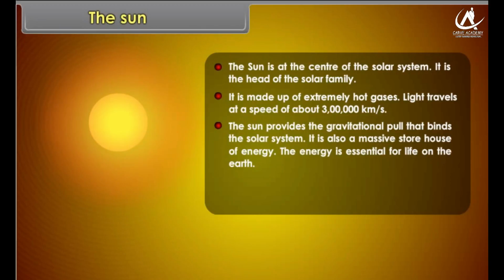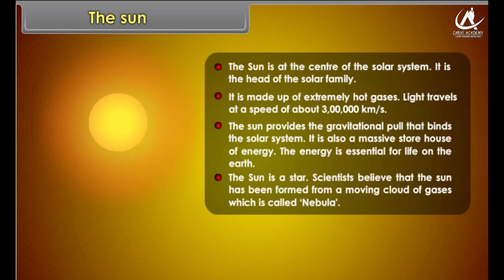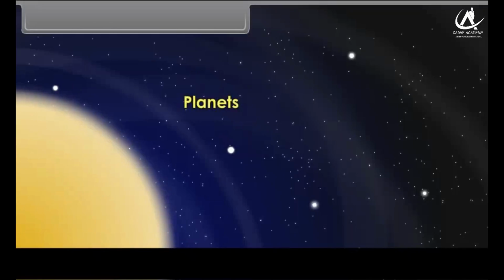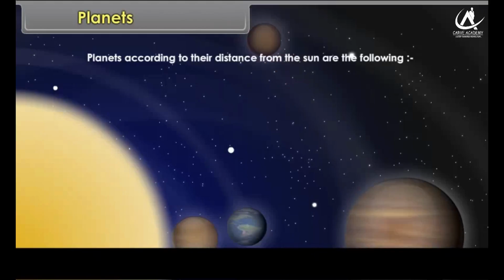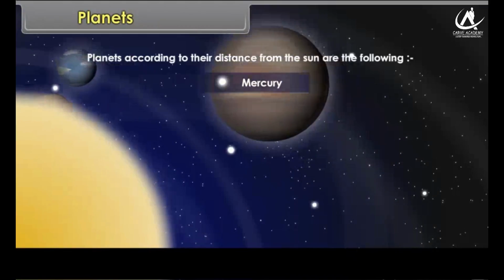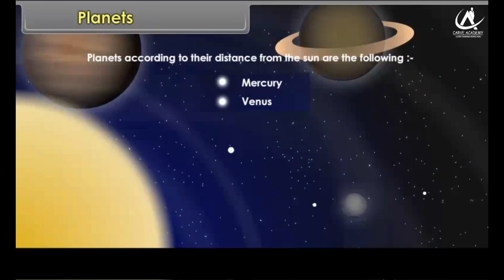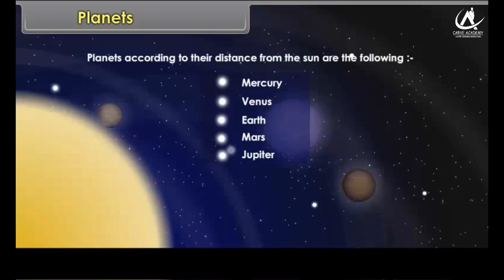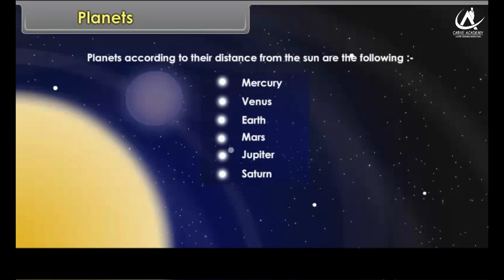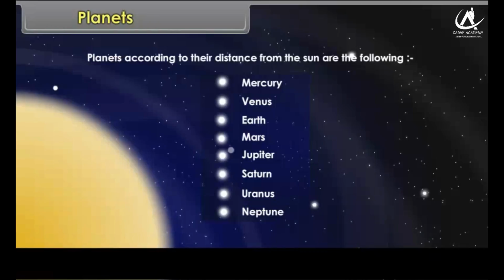The energy is essential for life on the Earth. The Sun is a star. Scientists believe that the Sun has been formed from a moving cloud of gases, which is called nebula. Planets. Planets, according to their distance from the Sun, are the following: Mercury, Venus, Earth, Mars, Jupiter, Saturn, Uranus, Neptune.